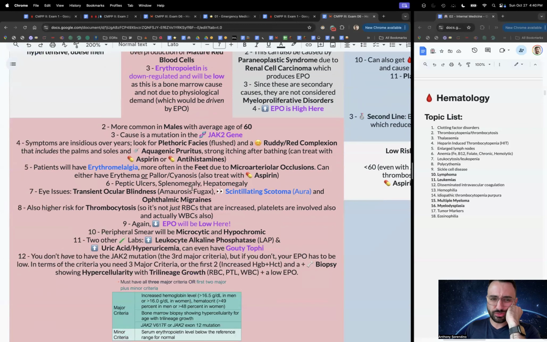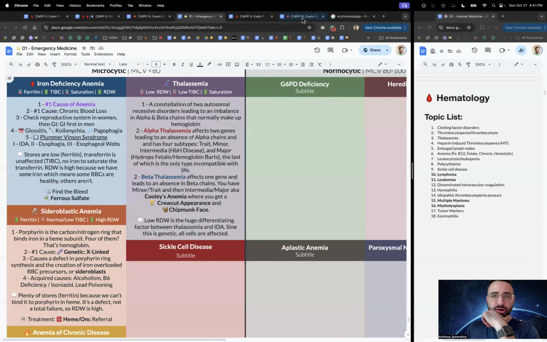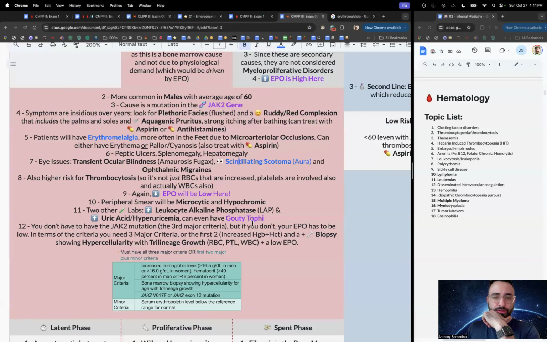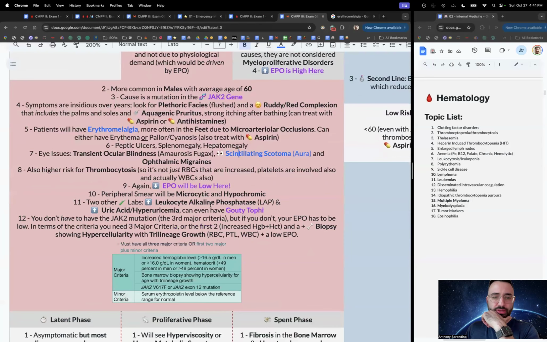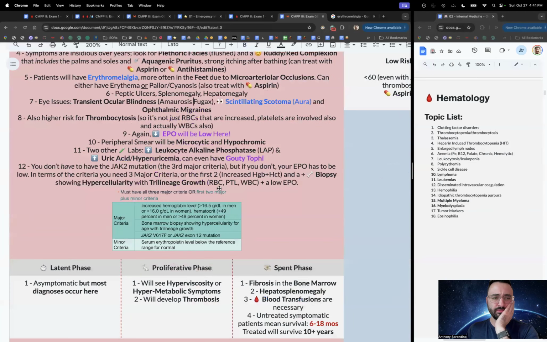So we have JAK2, erythromelalgia. What is that? Pain from red blood cells? Oh, yeah, just burning pain in the extremities. Okay. This is all primary spilling into this area. You can get some gout stuff. You can get amaurosis fugax. You can get little micro infarcts and stuff maybe.